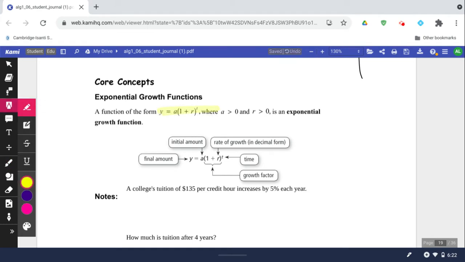So I would definitely mark this place in your student journal. Make sure you know where it is. You don't have to memorize this. You just have to understand it. Okay, so we've got this formula.